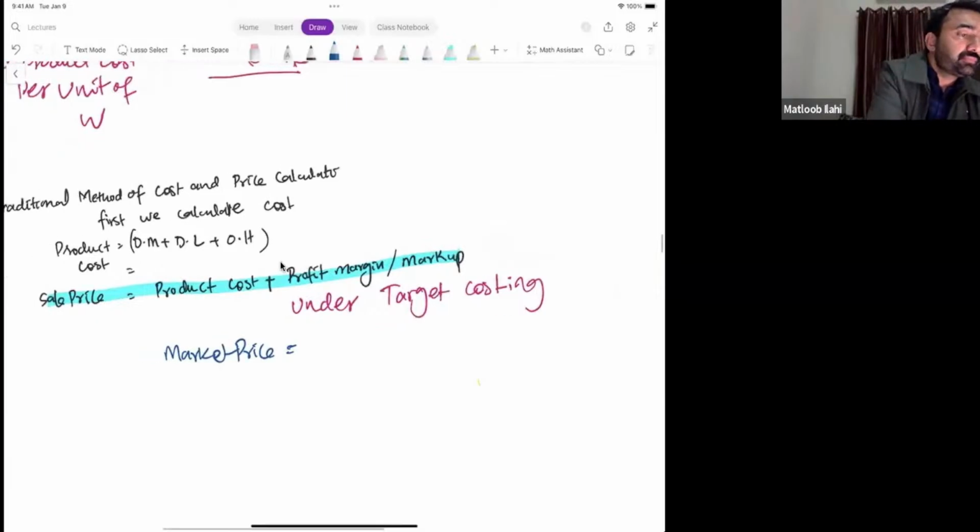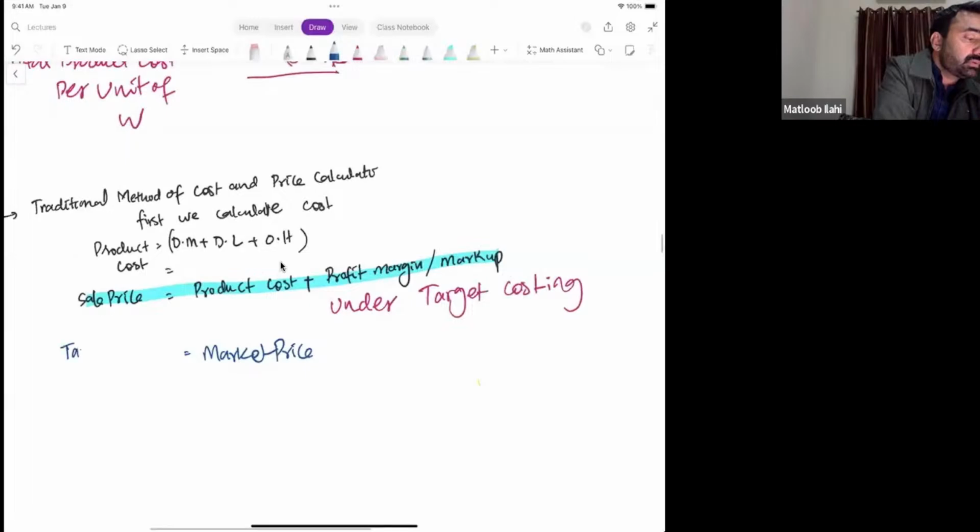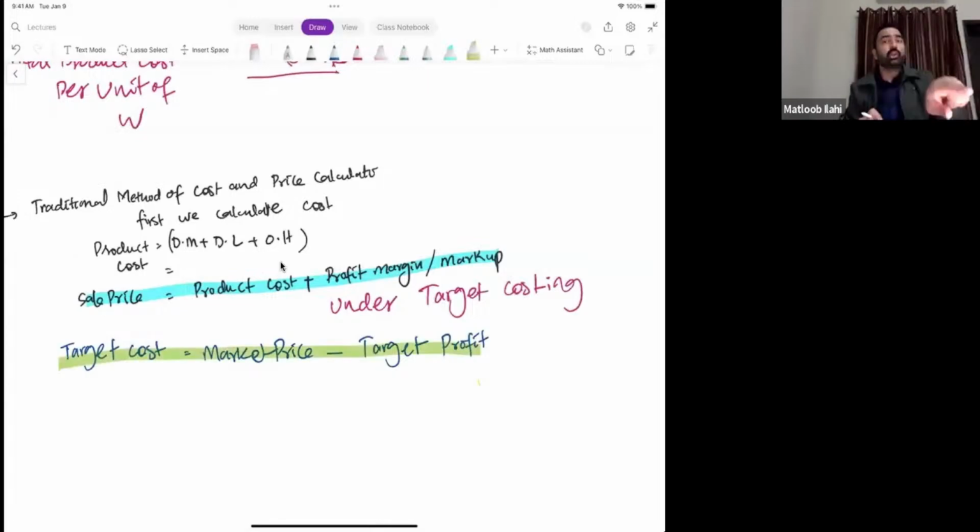Target cost is equal to market price minus target profit. Understand? So this approach is followed under target costing. You can have a look at both approaches in cost calculation.